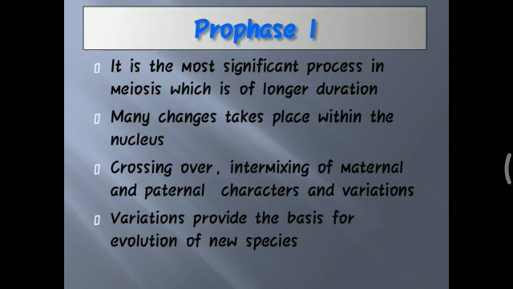Then crossing over takes place. Intermixing of genes takes place between the maternal and paternal chromosomes, and variations are introduced in the organisms. These variations provide the basis for the evolution of new species.